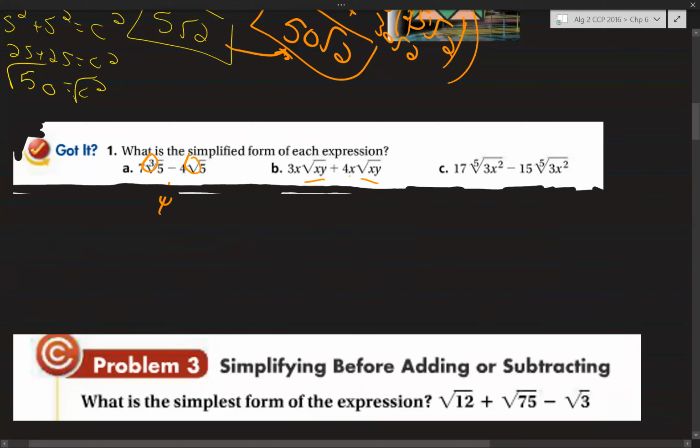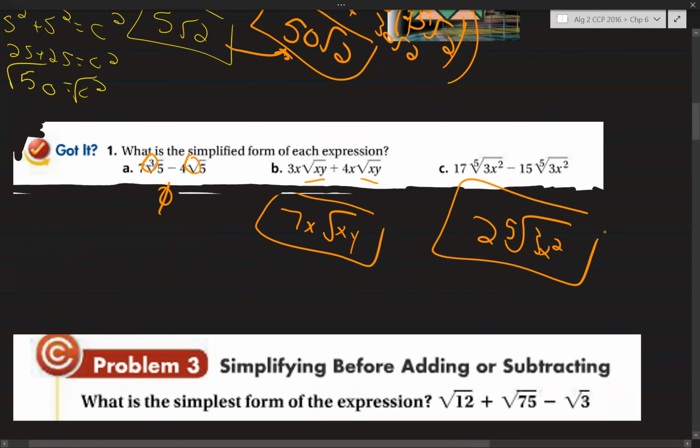If you have 3x plus 4x, that's 7x, and you're going to keep the xy on top of that. And for the next one, make sure everything matches. 5 is the index, 3x squared. 5 is the index, 3x squared. They do match, so 17 minus 15 is 2, and then we'll write everything else. So 5th root of 3x squared.